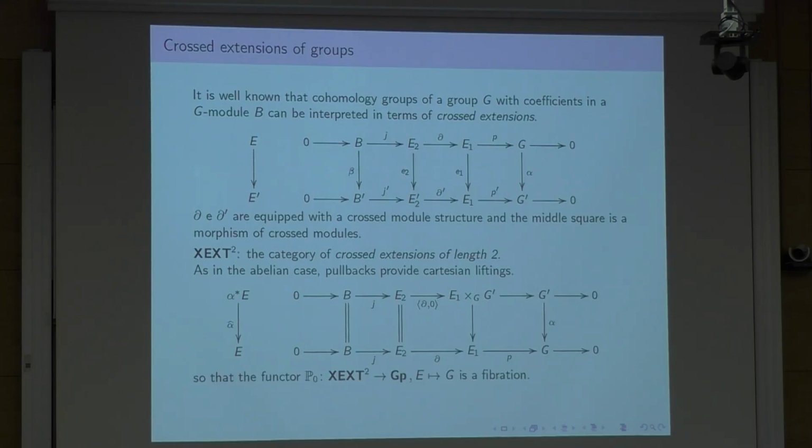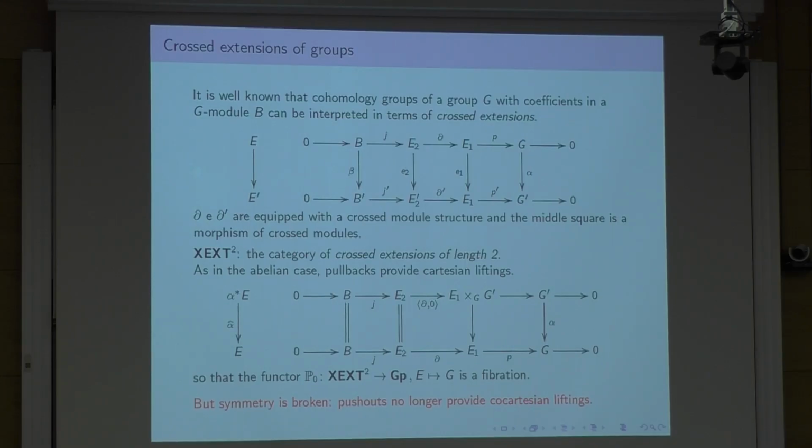And we get again that the functor that associates to any extension E, the first we have above, the co-kernel G, this pi 0, is a fibration. But we cannot use, as before, push out in order to have an opfibration.